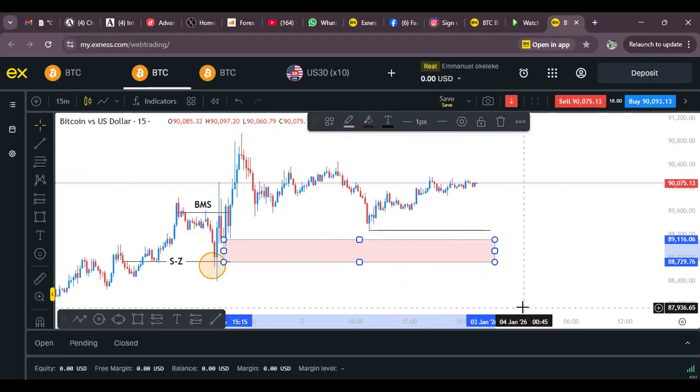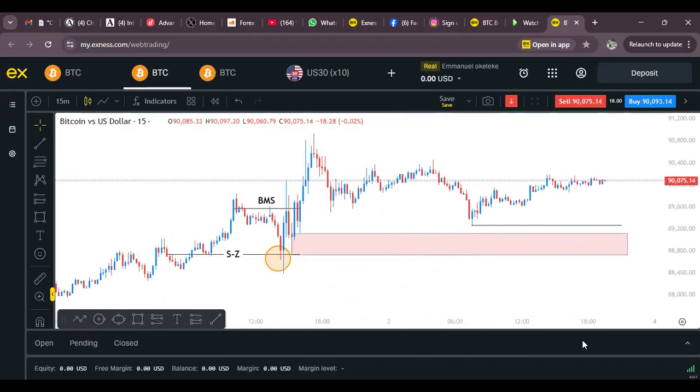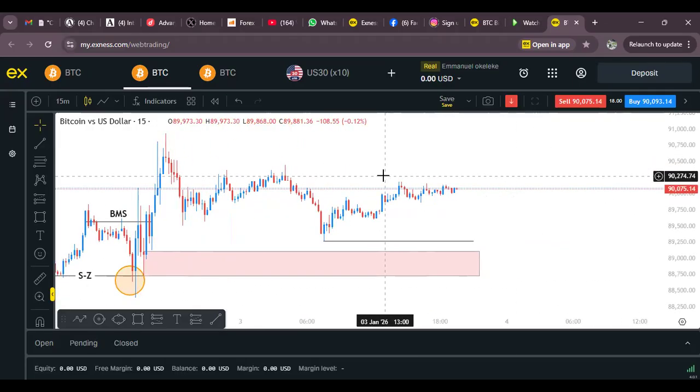So that's what you just do. You just look for the highest point before rejection, and then you mark it as your break of market structure. Hope that is clear. Very clear, sir. Thank you very much. You're welcome.